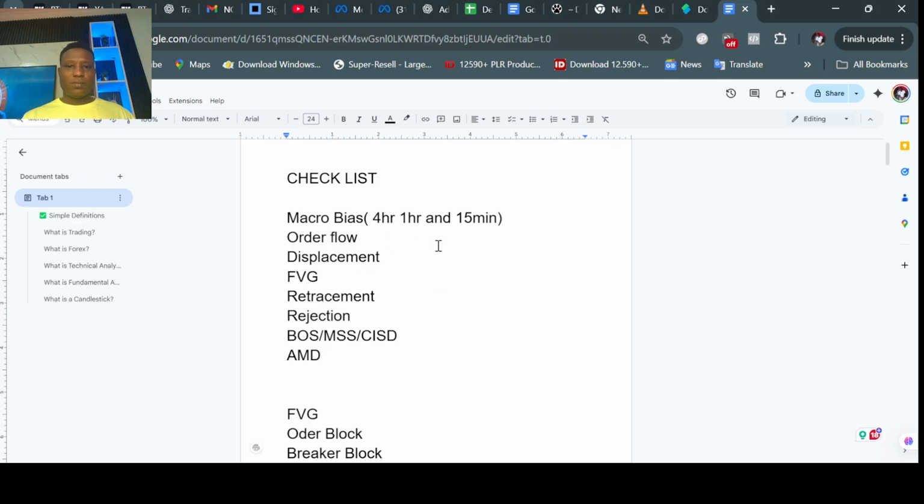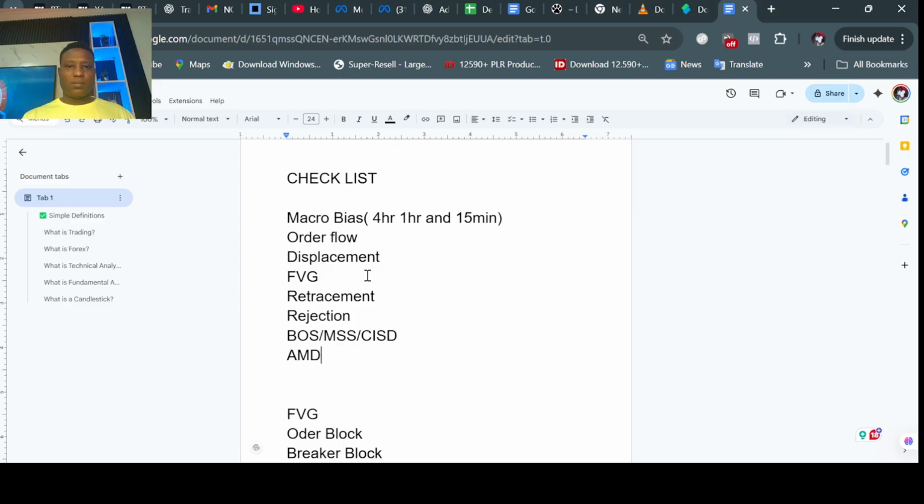And what makes me identify order flow is displacement. So I look for that displacement on the chart before I will know the direction. And now my displacement has to align with my directional bias, which I mentioned, that at least two directions must be saying the same thing.